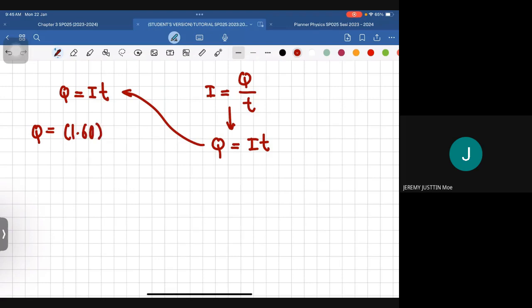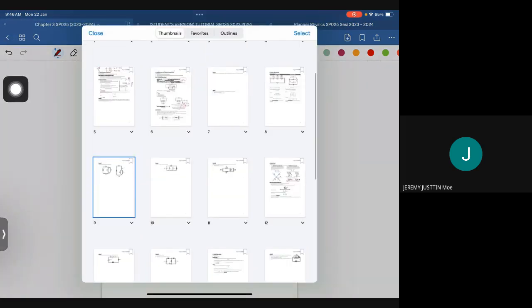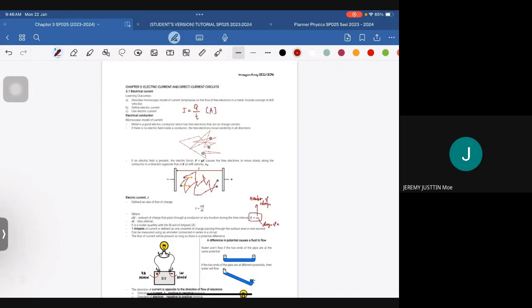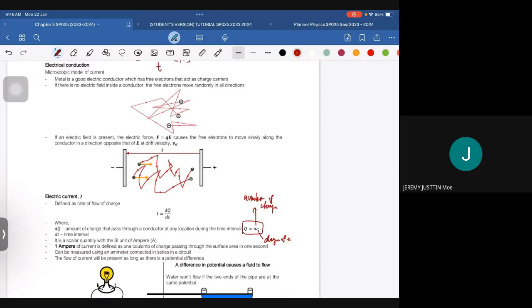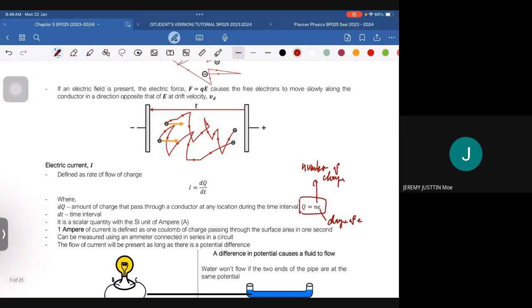Sekejap dia minta apa? Total number of charged particles. Total number of charged particles is N lah. Cepat, salah pula definition saya. Q is equal to NE. Yes, Rohi Zati. Ada salah mau tanya?